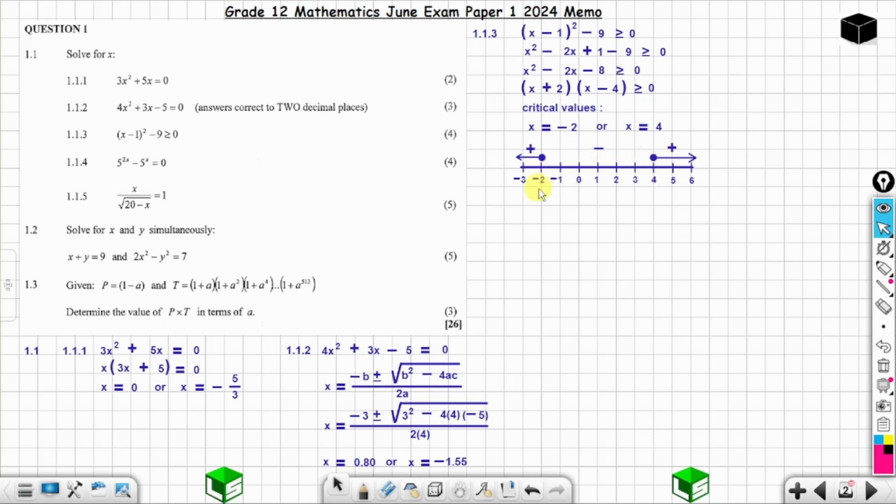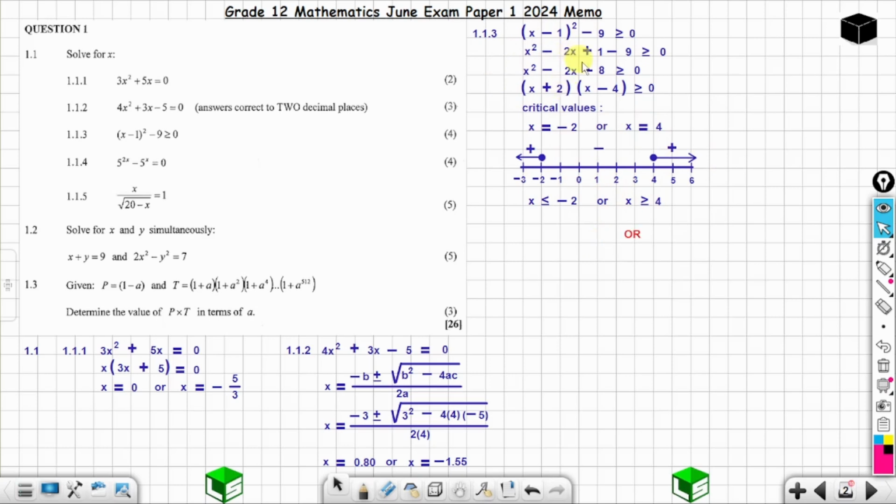So you have x less than or equal to negative 2. Negative 2 is included. You have all those values. Or x greater than or equal to 4.